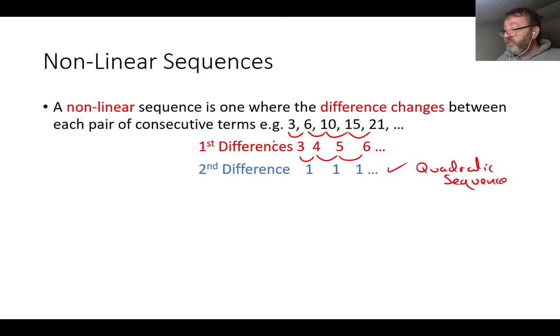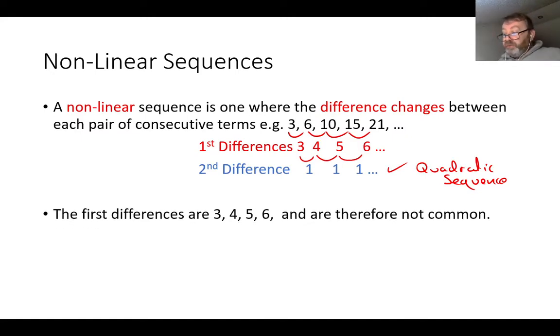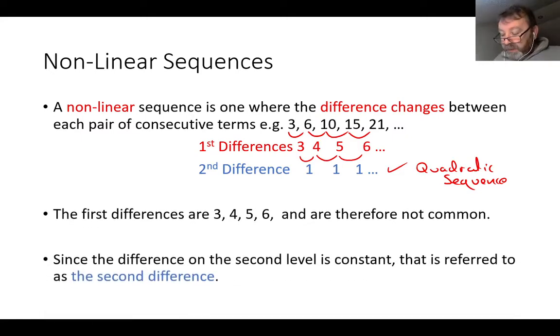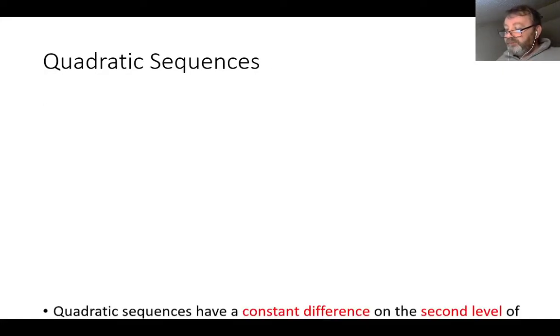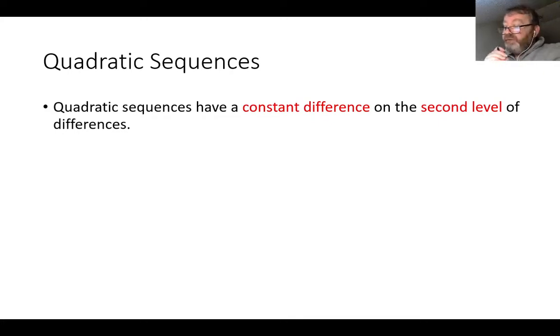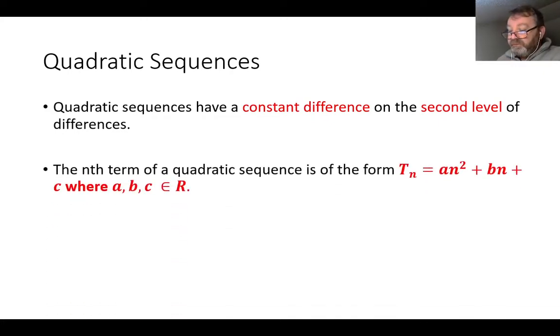So the original sequence was quadratic. The first differences, as we've already said, are 3, 4, 5 and 6 and are not common. But the difference on the second level is a constant. And because it's constant, we refer to that as being the second difference. And the second difference means that if it's constant, you're dealing with a quadratic sequence. Quadratic sequences have a constant difference on the second level of their differences. The nth term of a quadratic sequence is of the form t of n equals an squared plus bn plus c. No surprise there. Every single quadratic equation that we've worked with has a square term, it has a variable term, and it has a constant.